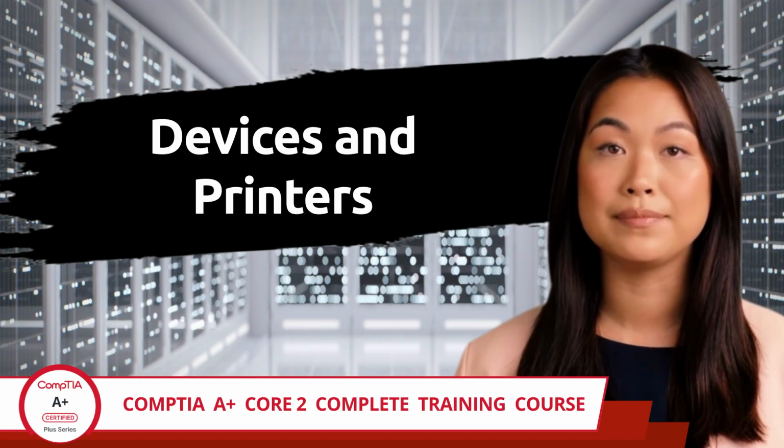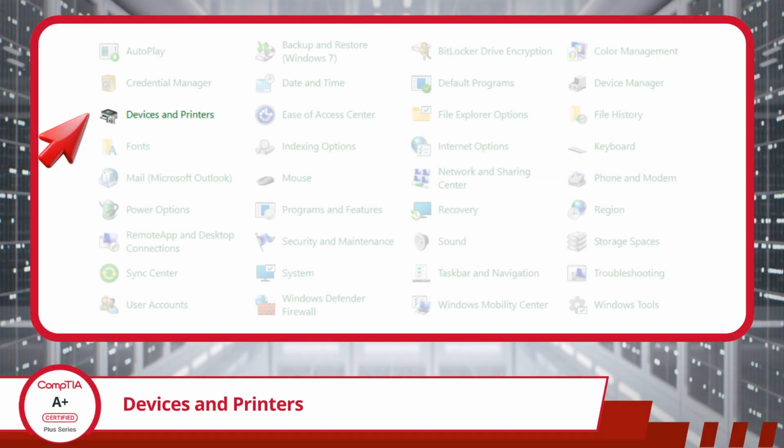Devices and printers. Our next stop on the Control Panel tour is Devices and Printers. This is the location where you can see and manage all the devices connected to your computer, from printers and scanners to external hard drives and monitors, as well as a few other items sprinkled in between.